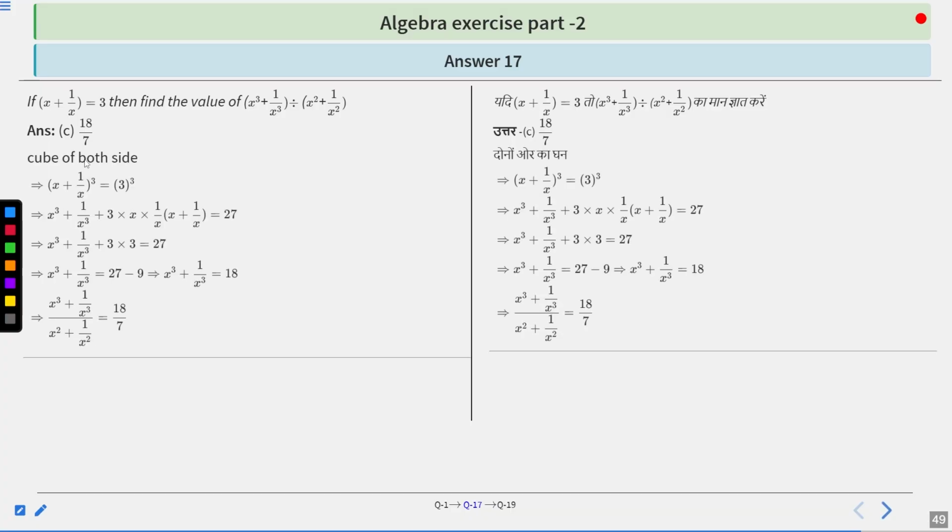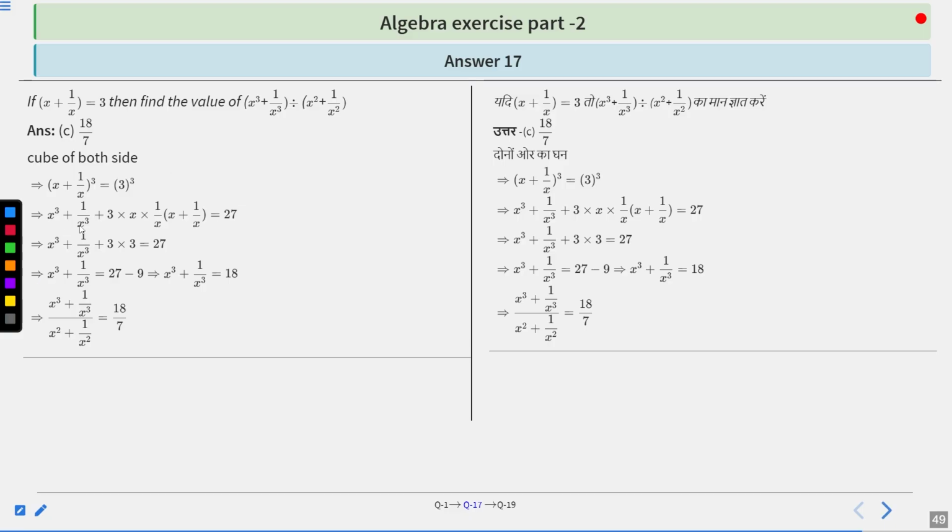Now, cubing both sides, x plus 1 upon x whole cube equal to 3 cube. Using the formula of a plus b whole cube, we can expand this expression. That is x cube plus 1 upon x cube plus 3ab, that is 3 into x into 1 upon x, into a plus b, that is x plus 1 upon x, equal to 3 cube. 3 cube is 3 into 3 into 3. 3 into 3, 9 into 3, 27.